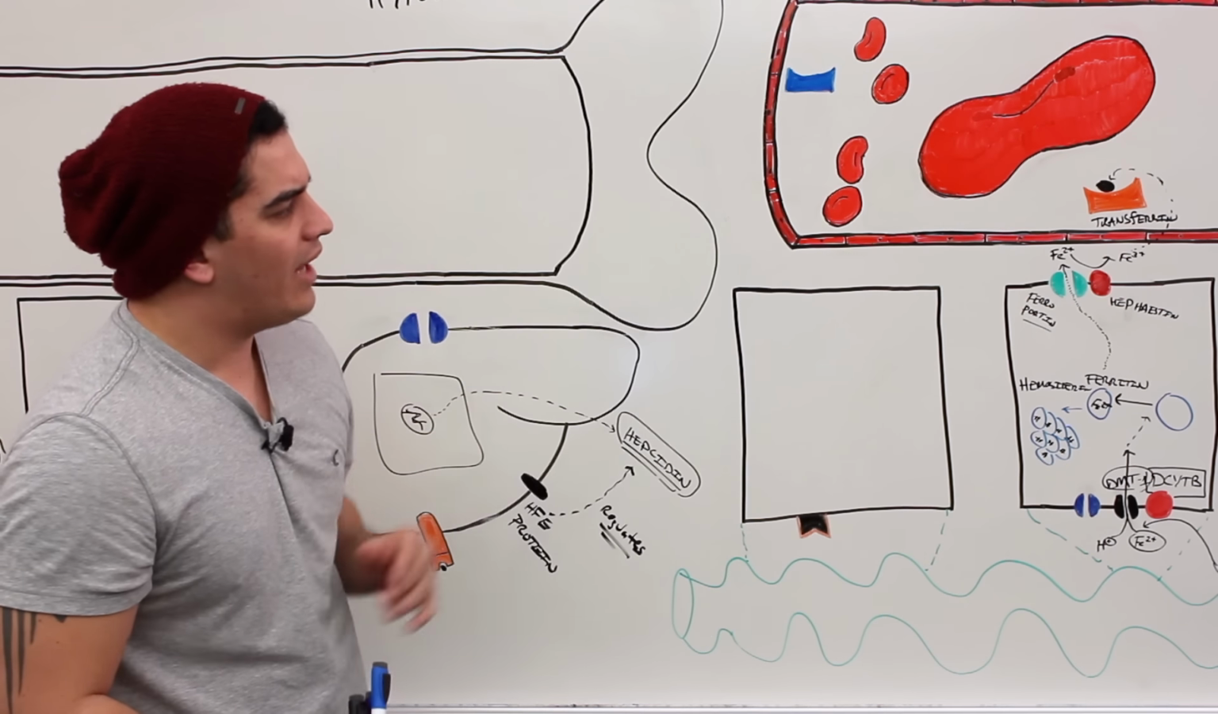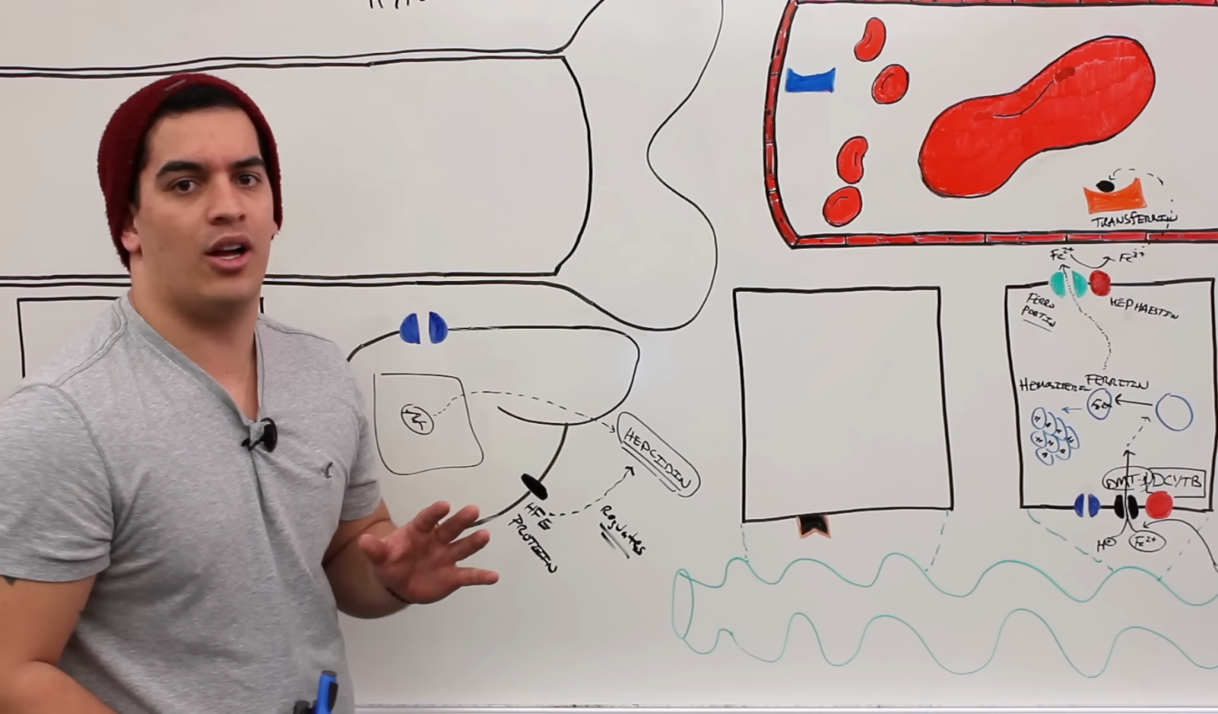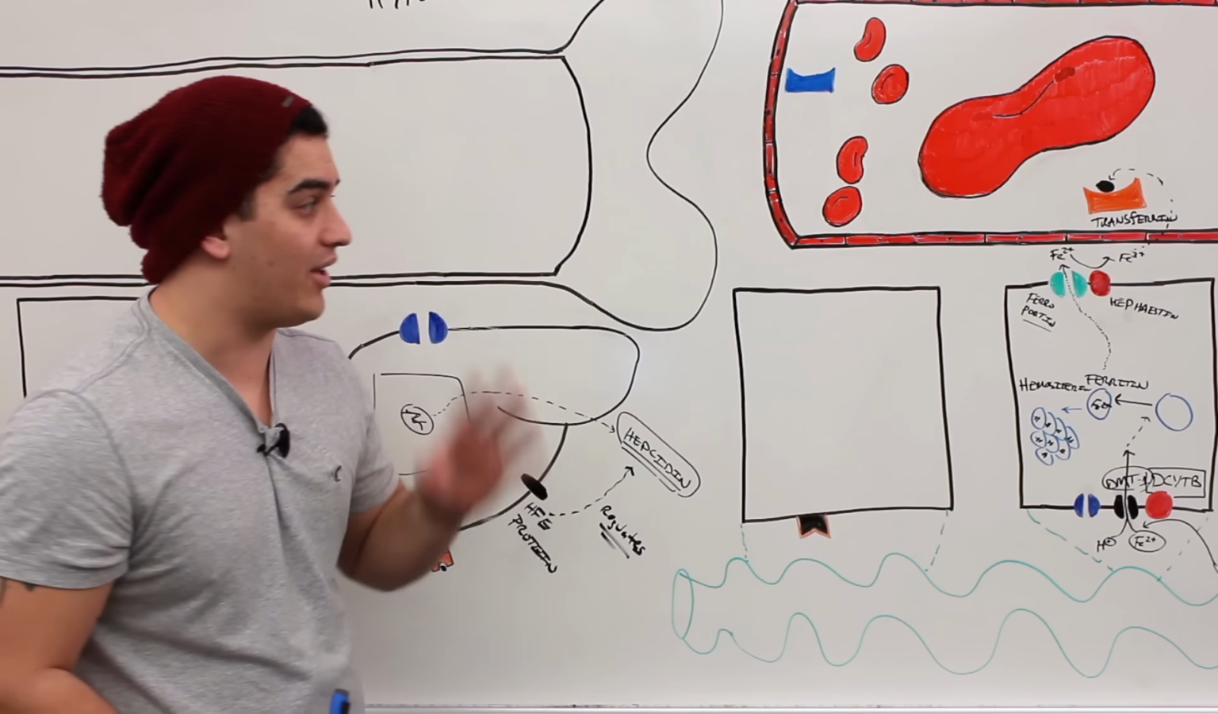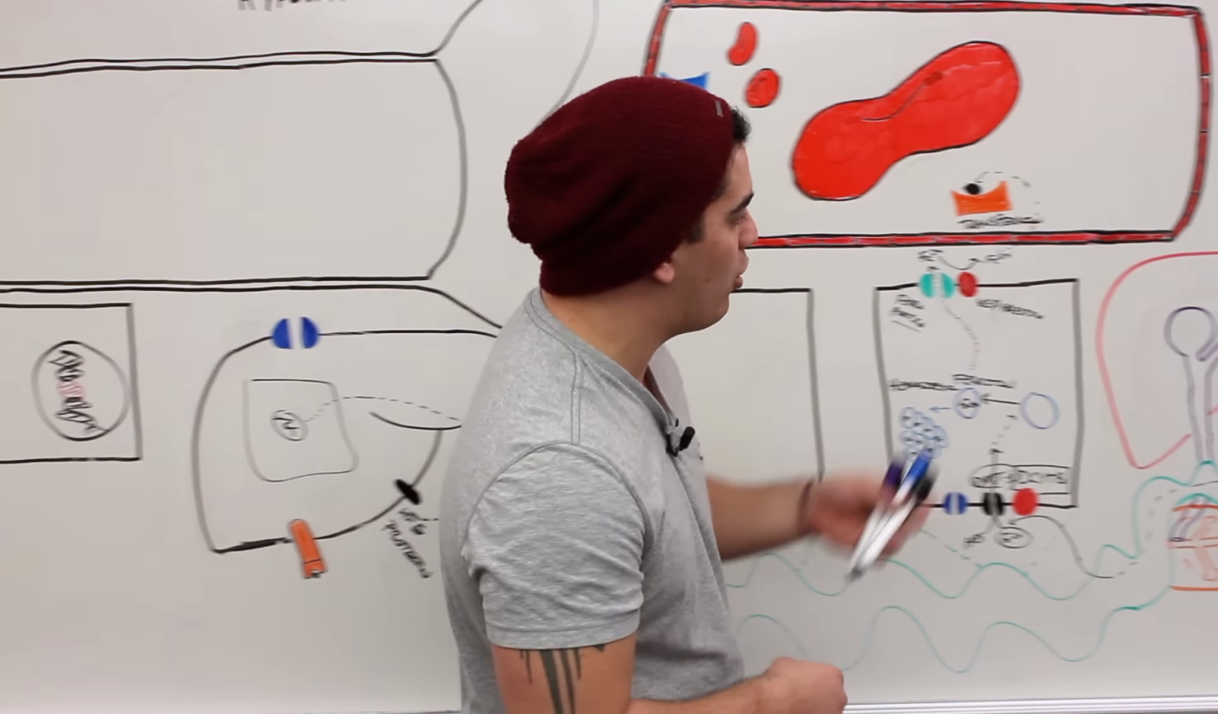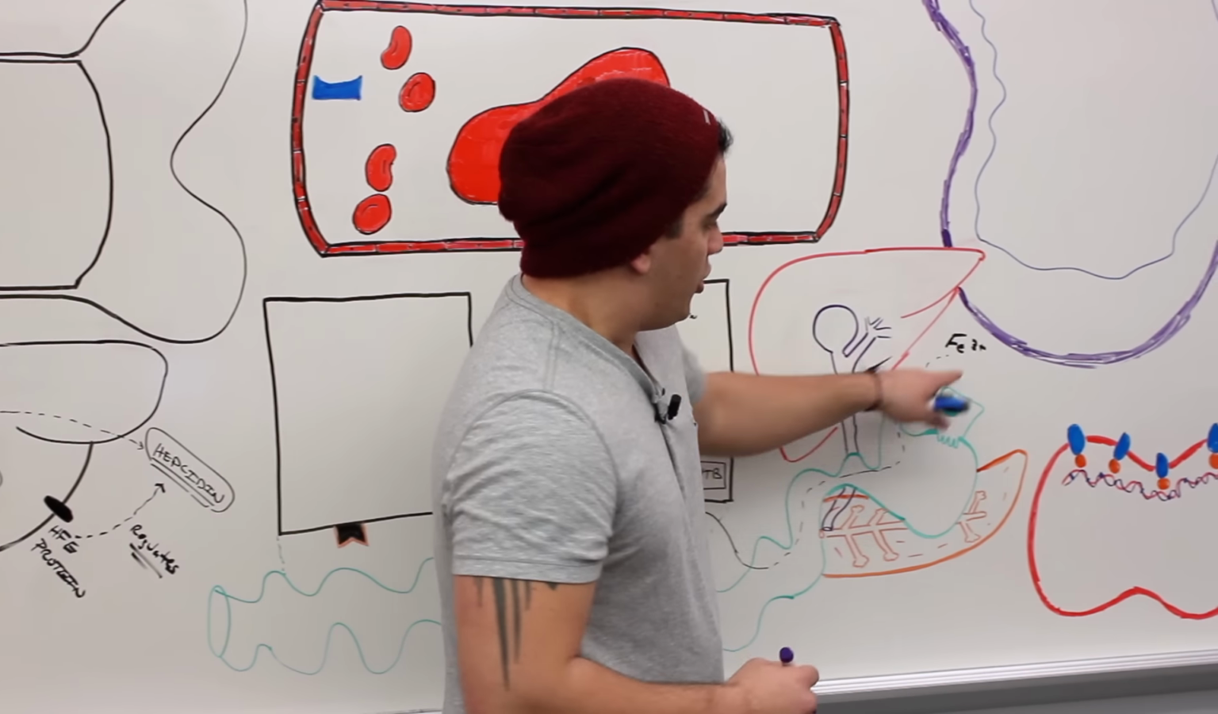Now that we got the iron, let's talk about something else, which is going to be B12 and folic acid. There are other things that we definitely need to know. So let's come back over here again. So we got the iron.